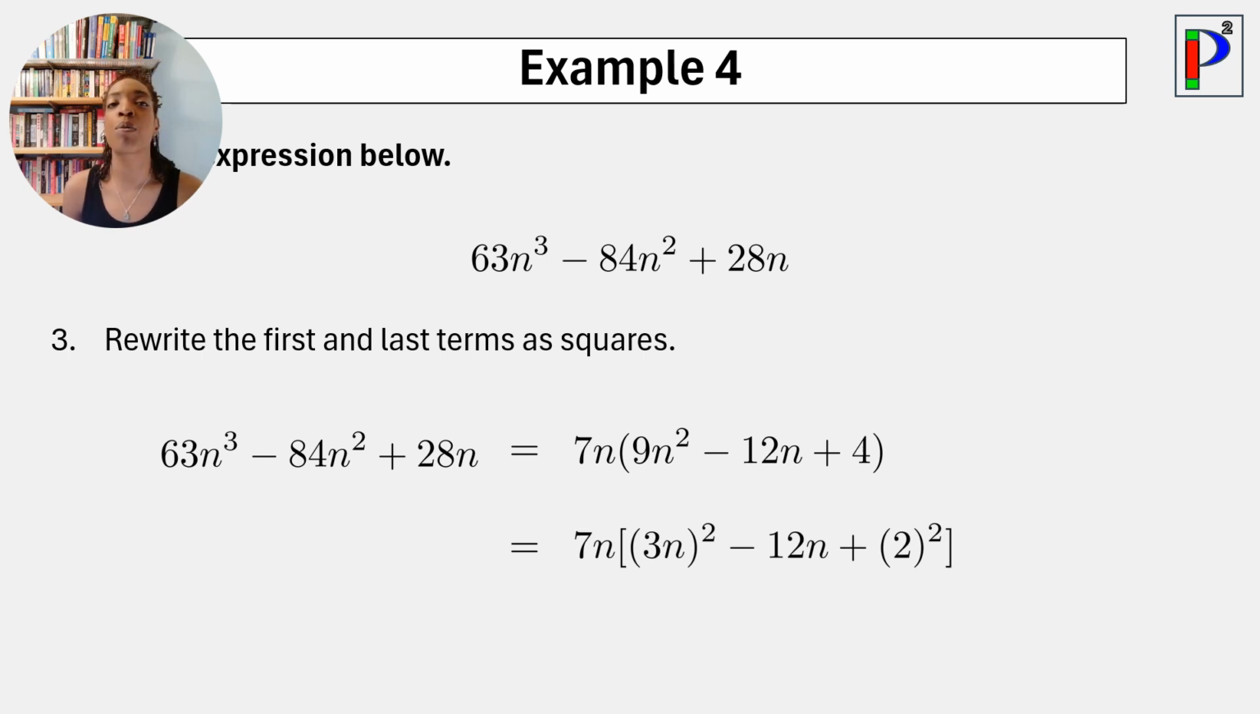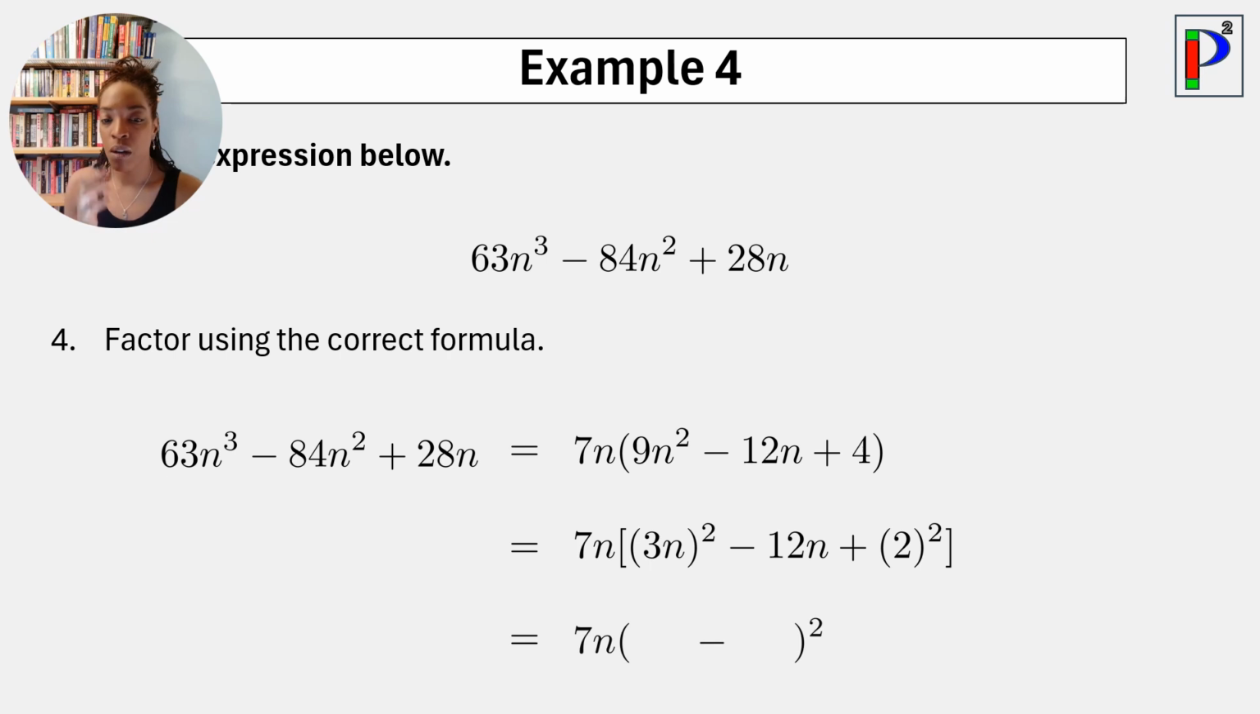So all I have to do is rewrite my first and last term as perfect squares. You may feel comfortable skipping this step at this point. You may be able to go directly into the binomial, but I just want to make sure I hit everybody where they're at. So I'm going to write my binomial. Remember, it's going to be a subtraction sign, and then I drop in 3n and 2. Don't forget to keep that 7n on the outside because we've already factored it.